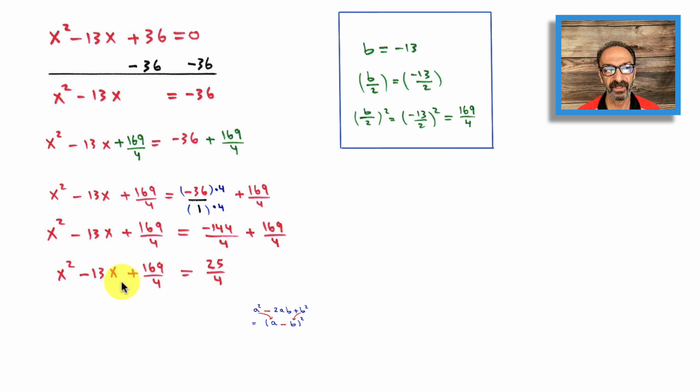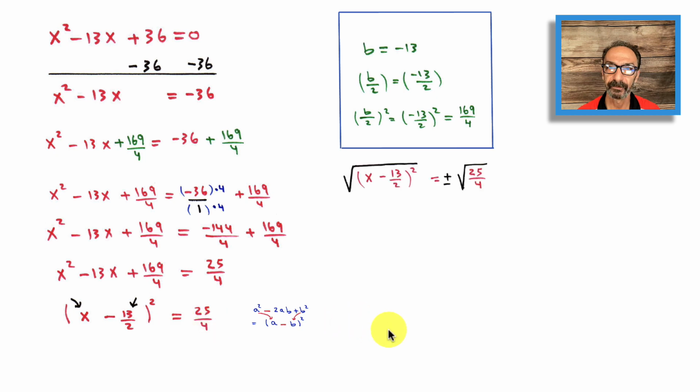So left hand side, we do have a minus. We need to write it down as a perfect square in this format. 169 over 4 comes down to 13 over 2, and x squared comes down to x. And the right hand side is, as we said, 25 over 4. Apply the square root to both sides. Don't forget the plus minus. Left hand side cancels, and I get x minus 13 over 2 equals plus minus. Square root of 25 is 5, square root of 4 is 2.